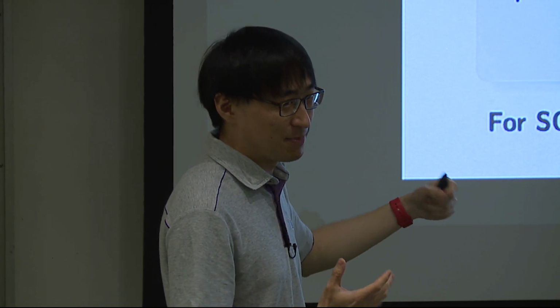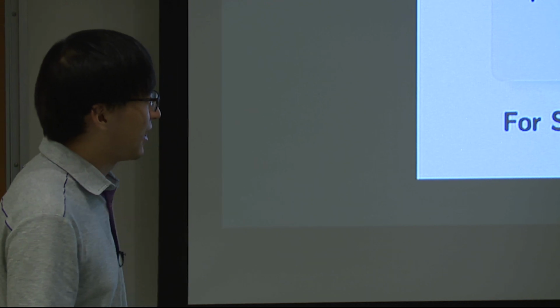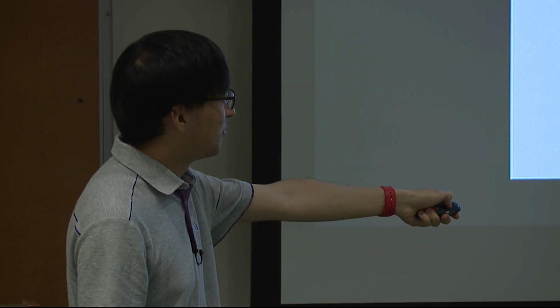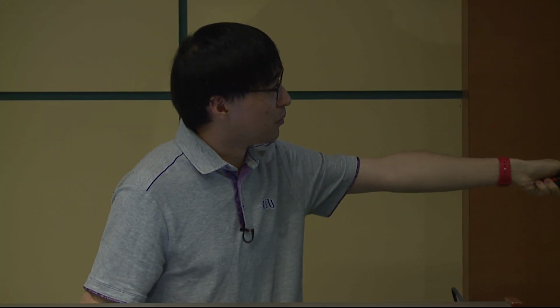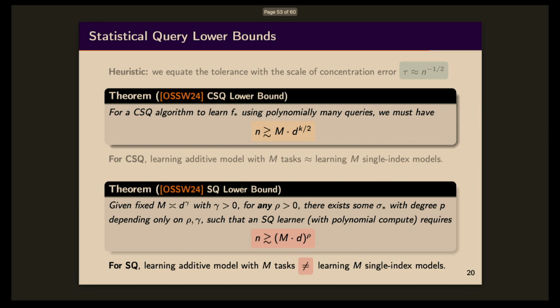So, but here I'm not specifying constants there. Yes, I'm not specifying how much it changes. So it's possible that to make rho large, you have to take K to be 1,000. Yes. So just to give you a quick intuition of why this SQ lower bound does not behave as the sum of a bunch of single index models.